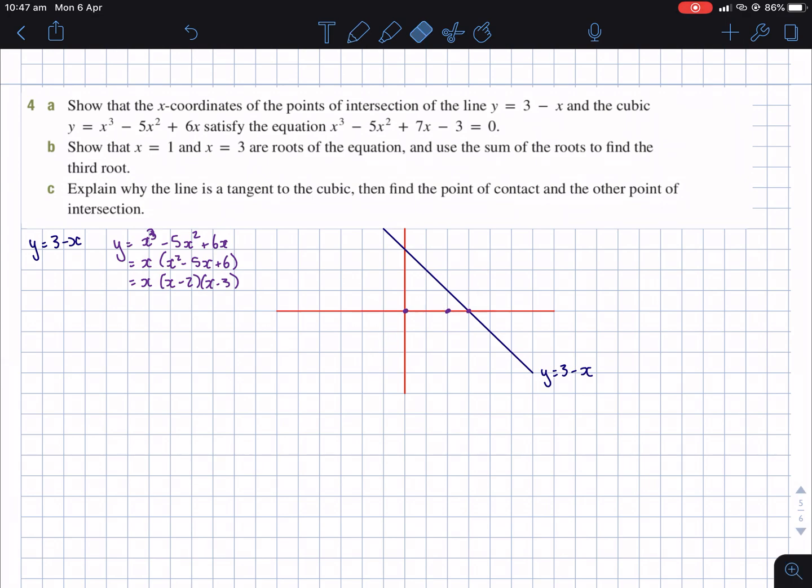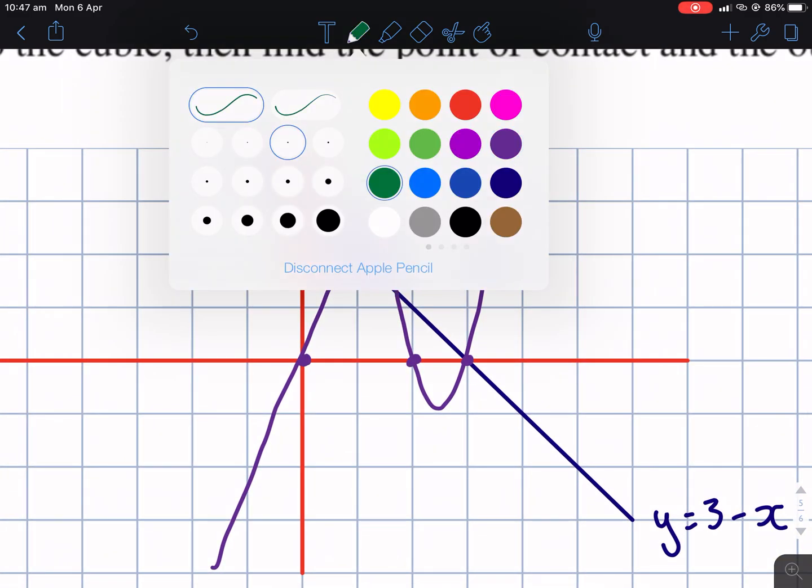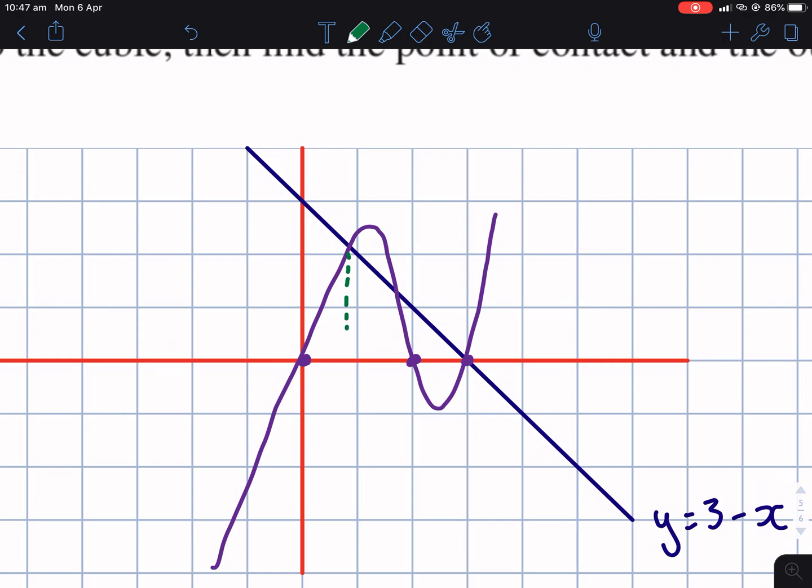I wish I'd drawn this better. Let me do this better. I'm drawing the worst case scenario. So the worst case scenario has it hitting at 3 points. So I'm going to call these alpha, beta, and gamma.